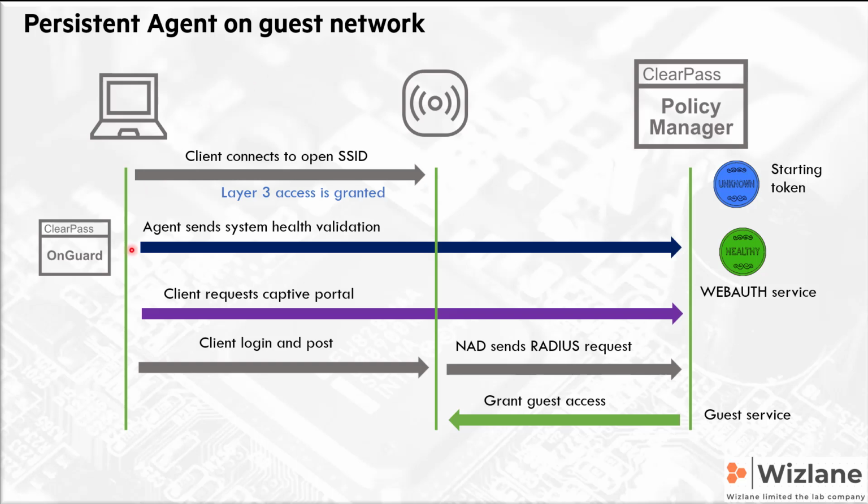Now, in this case, we can clearly see the client has layer 3 authentication capability, and then the agent was able to communicate with ClearPass OnGuard. OnGuard has updated the token from unknown, which is the starting point, into healthy. In this case, full access has been granted.